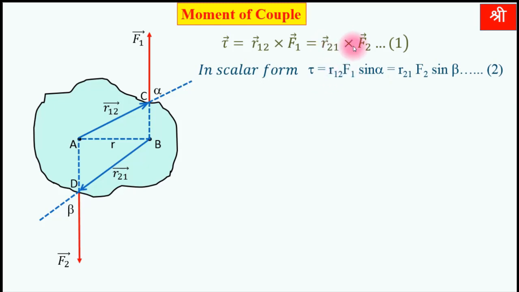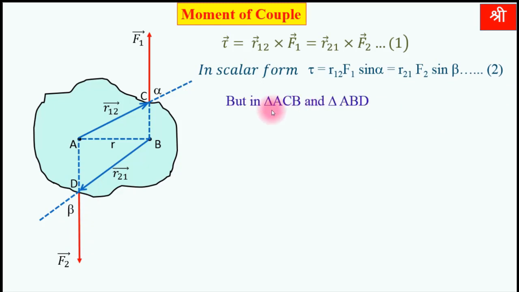Similarly, this cross product, its magnitude will be given by R21 into F2, the magnitudes of these two vectors, into sin beta. Beta is the angle between R21 and F2. This R21 and this F2, beta is the angle between these two vectors. Suppose this is equation number 2.